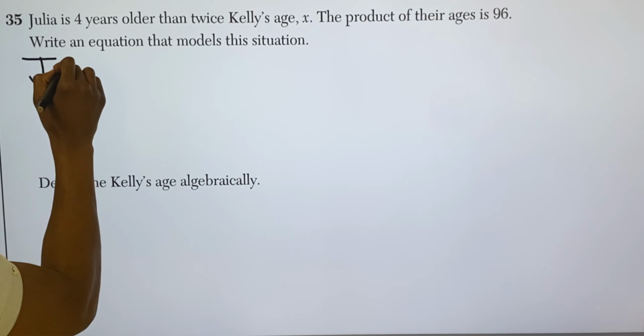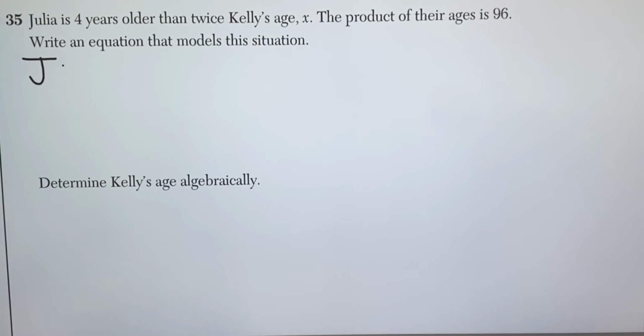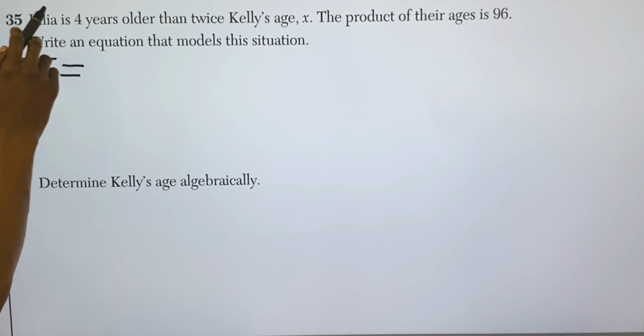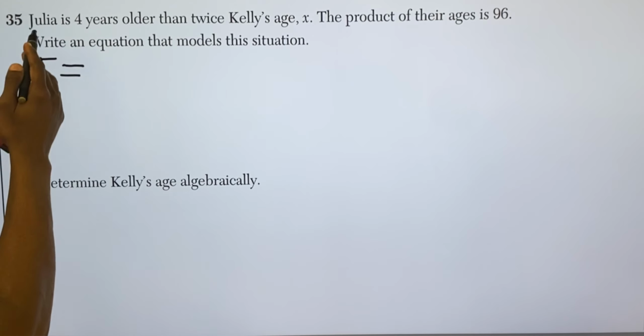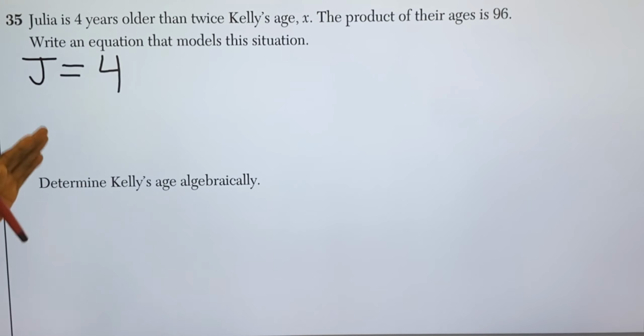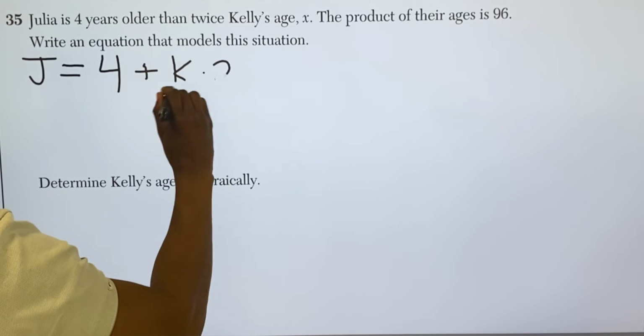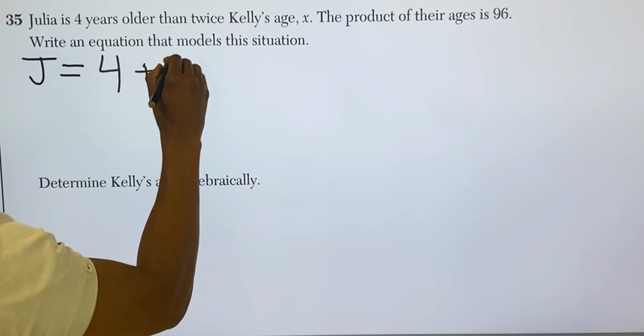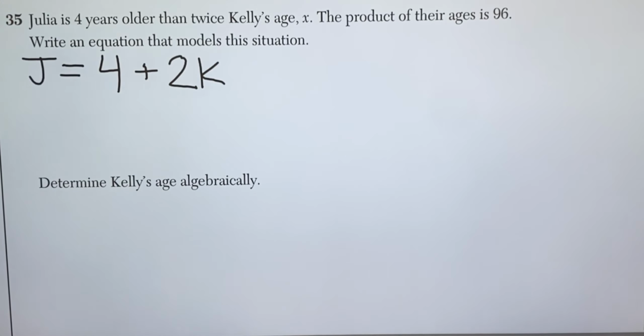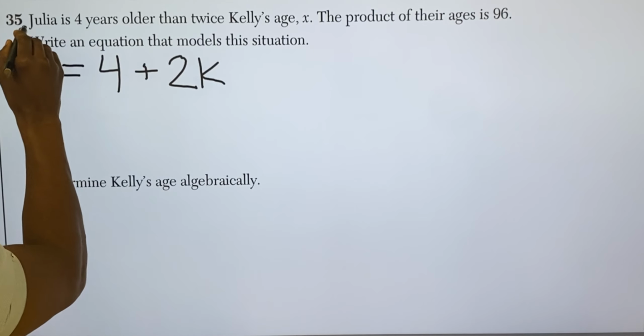Julia is. What's the math symbol for is? Equals. Thank you. So Julia is 4 years older than twice Kelly's age. I'm following along with what they said. Years older means, are we going up or down? Plus twice Kelly's age. How do we say twice of something? Times 2. So I'm going to write K times 2. Or what's another way to write that? 2K. 2 times K.